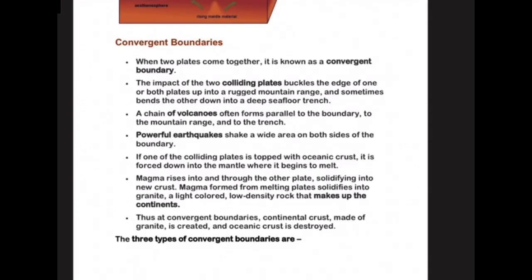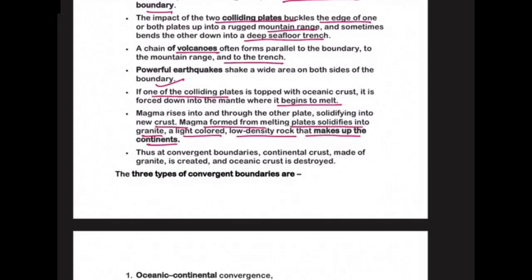Now moving forward, we will discuss convergent boundary. Here mainly we are discussing what will happen when two plate boundaries are moving towards each other. When two plate boundaries are moving towards each other, the plate which is denser or heavier will move downward with respect to the plate which is lighter.